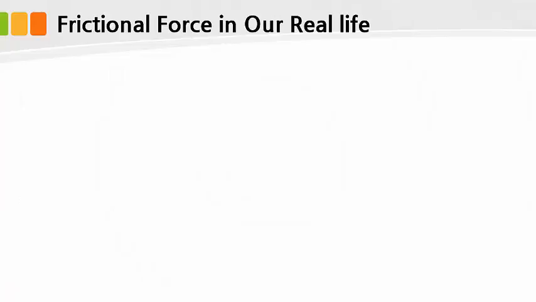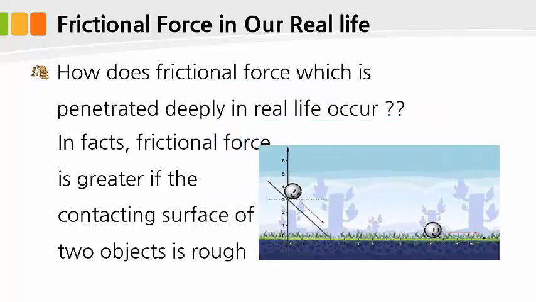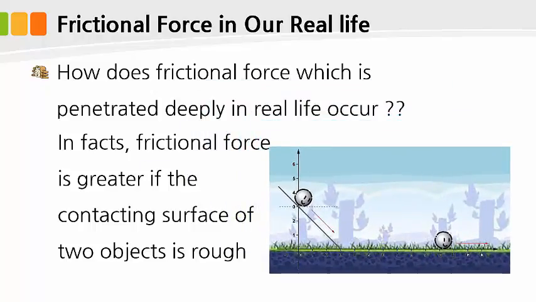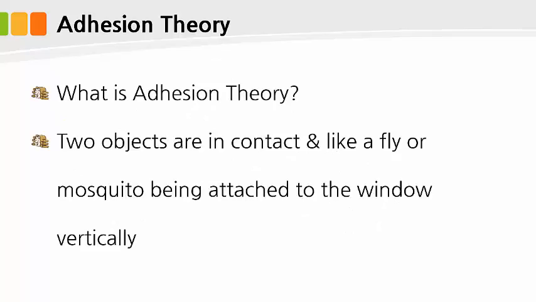How does frictional force, which is penetrated deeply in real life, occur? It is the fact that frictional force is greater if the contacting surface of two objects is rough. What is adhesion theory? The theory is that when two objects are in contact, adhesion occurs instantaneously, like a fly or mosquito being attached to the window vertically.